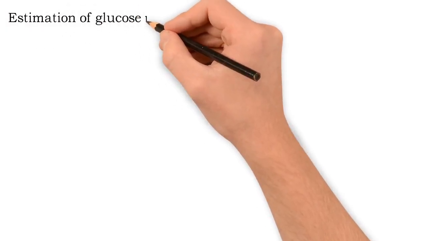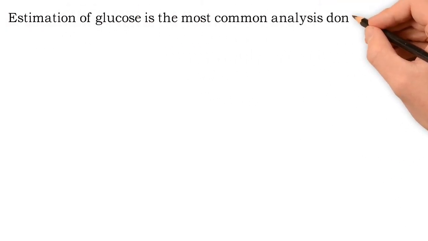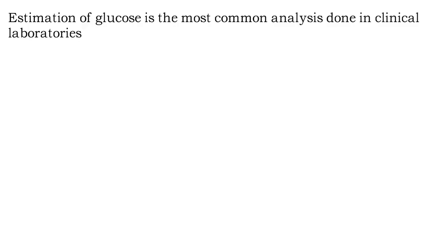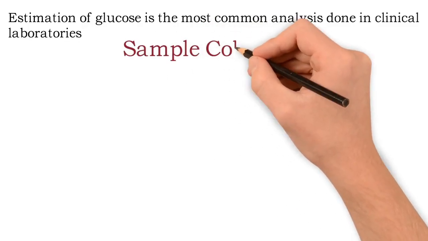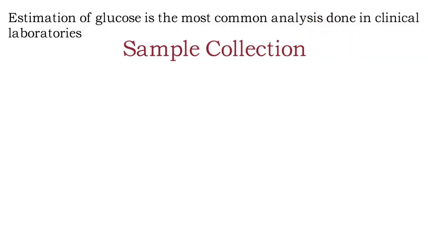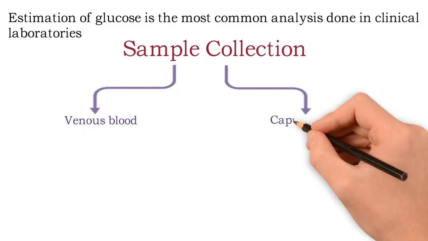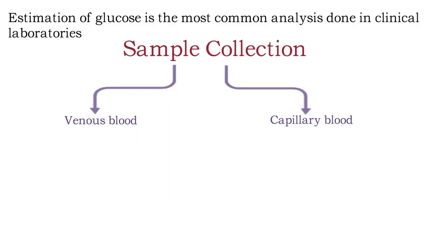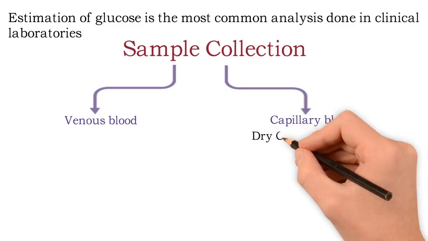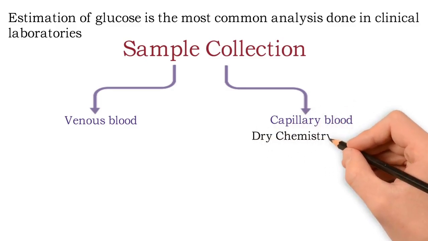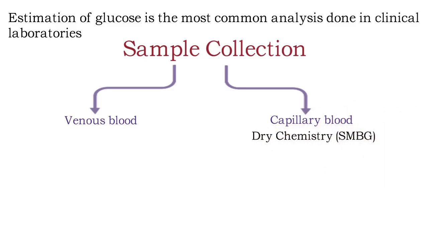Estimation of glucose is the most common analysis done in clinical laboratories. For this glucose estimation, sample collection is of two types. One is venous blood and second one is capillary blood collection. Capillary blood collection is for dry chemistry that we will see later. It is used for self-monitoring of blood glucose.